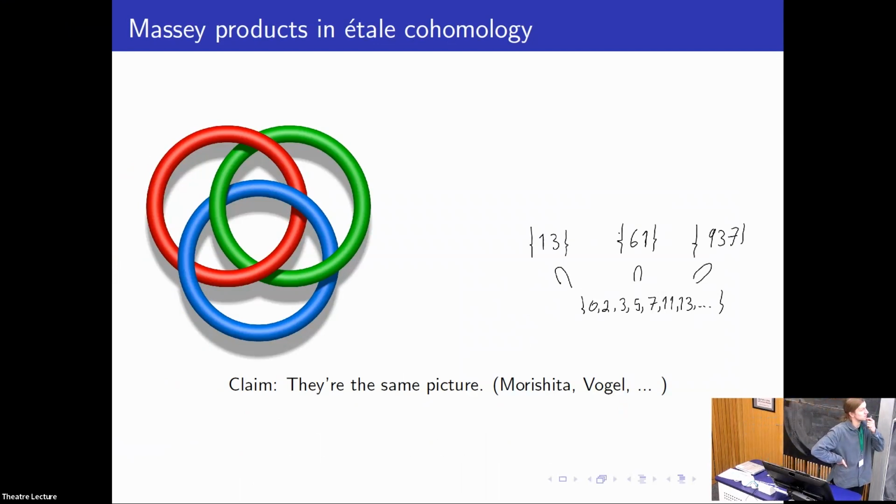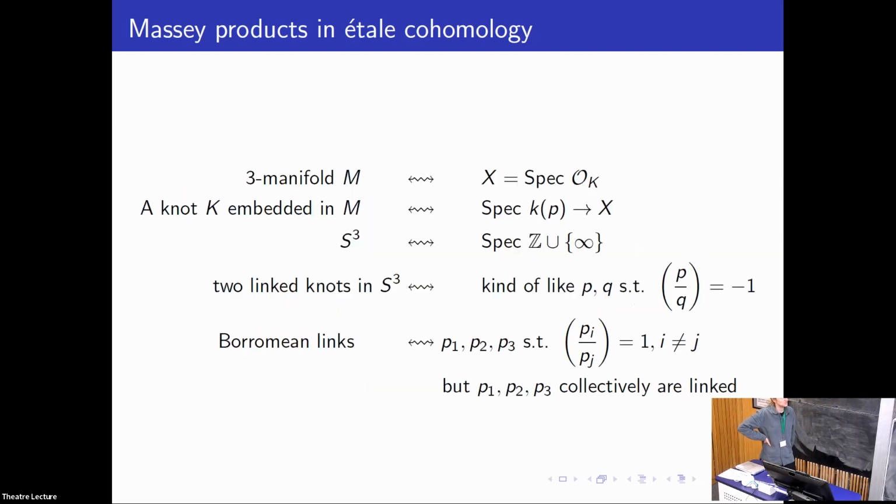So then you might ask, well, why are these the same picture? Because these clearly look not the same. How do we make sense of this analogy? This is part of a philosophy in arithmetic topology, which was studied by, amongst others, Morishita.